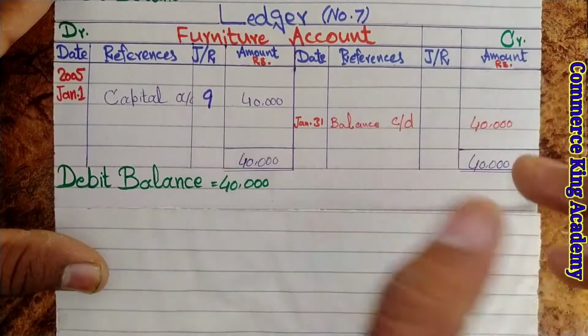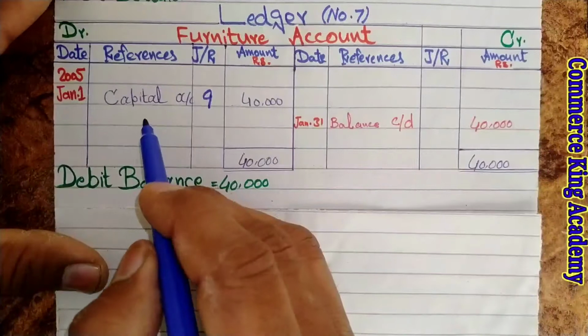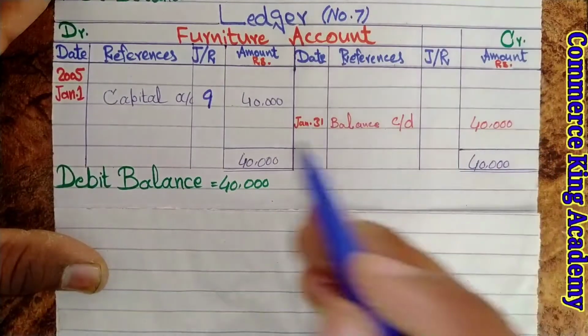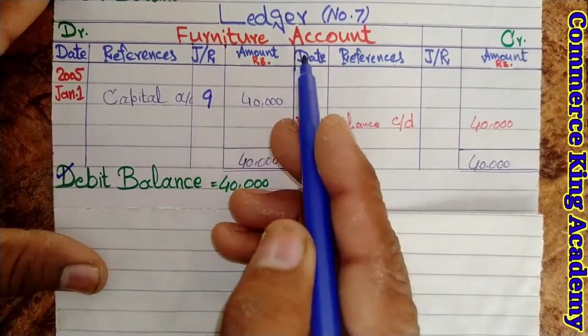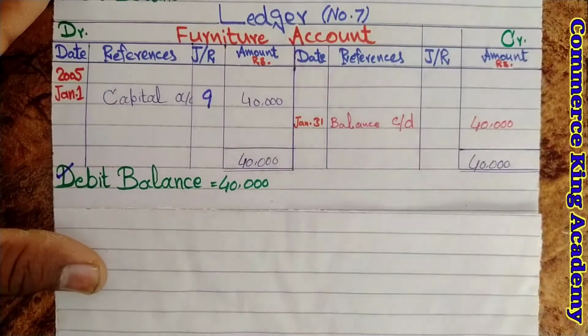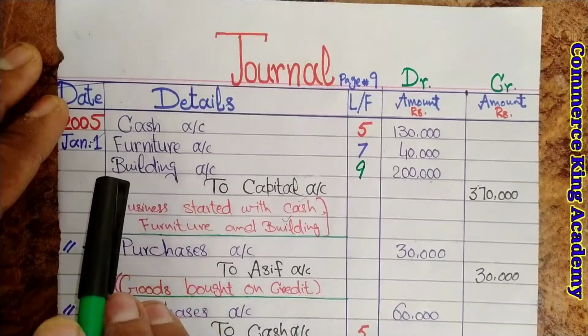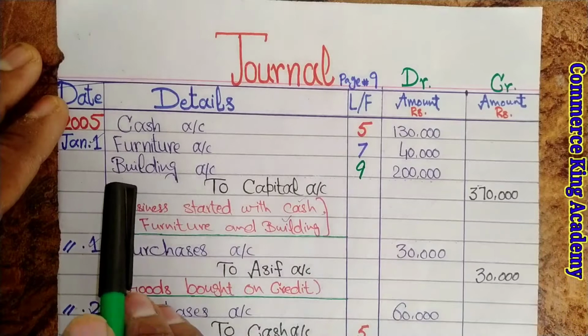This is the difference of both sides. So we have debit side heavier than credit side. So ultimately we have debit balance of furniture account 40,000. Okay. After making the ledger account of furniture account, next account is building account.